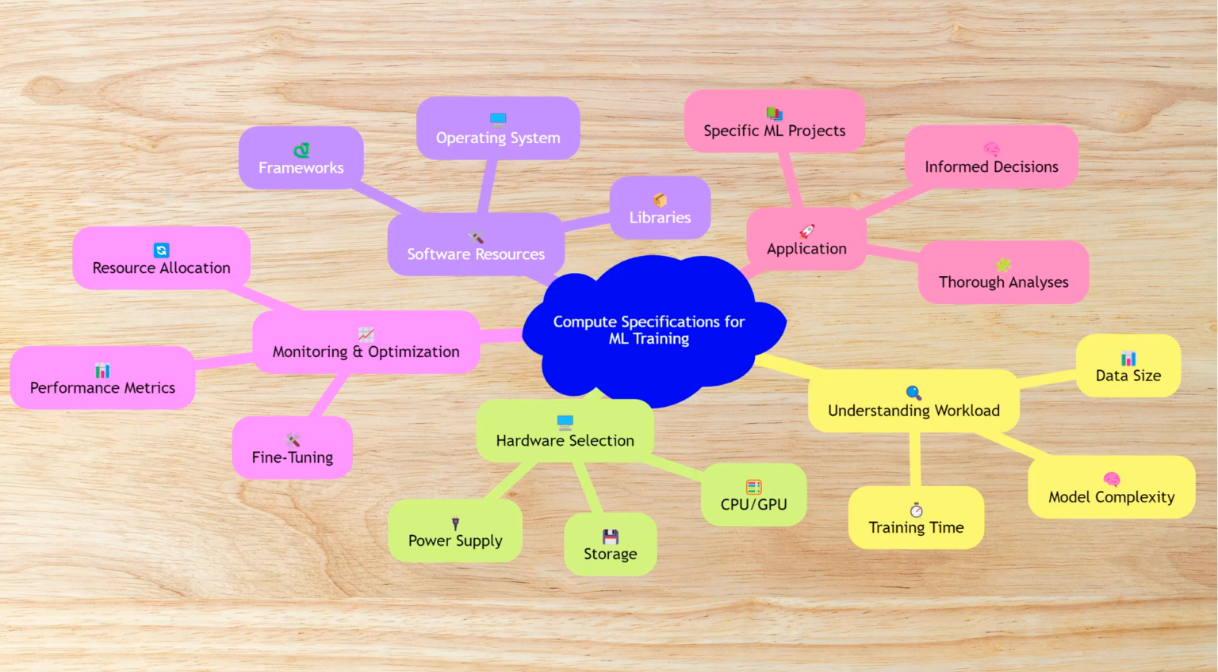Determining the appropriate compute specifications for a training workload is a multifaceted process that involves careful consideration of various factors. By understanding your training workload, choosing the right hardware and software resources, and continuously monitoring and optimizing resource usage, you can ensure efficient and effective ML training. The next steps involve applying these principles to your specific ML projects, conducting thorough analyses, and making informed decisions to achieve the best possible outcomes. With the right compute specifications, you can accelerate your ML training and drive successful model deployments.